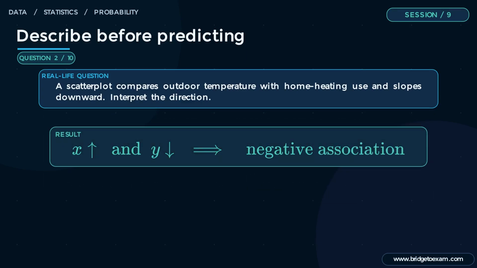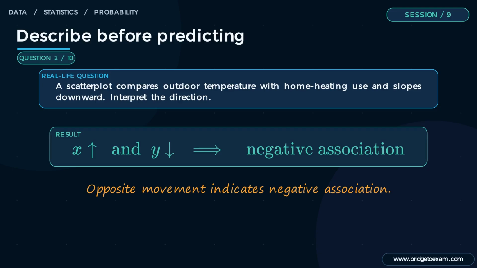Quick check. A negative association means opposite directions, not that either variable has negative numerical values. This matters in real life because energy providers forecast seasonal demand from temperature relationships.